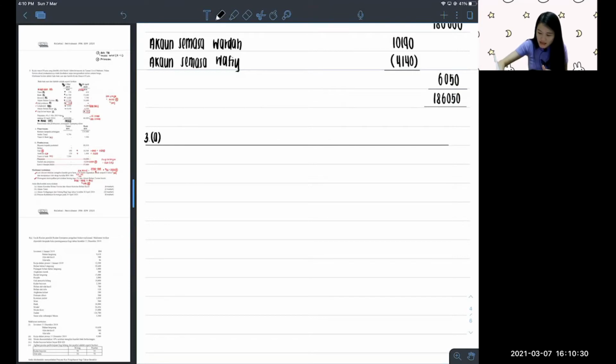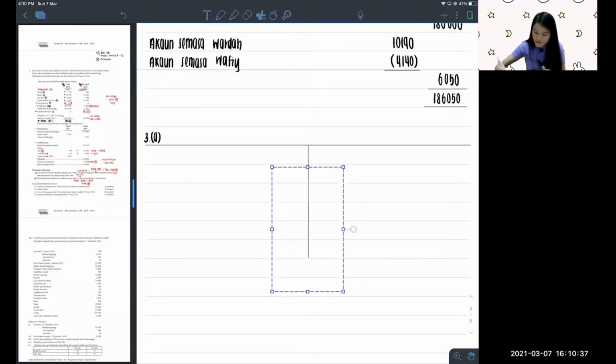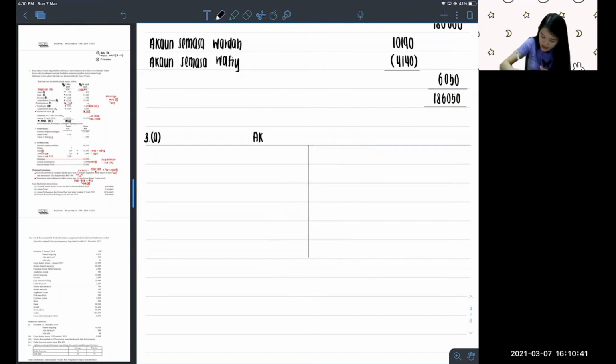So it's going to be again in T shape because account kawalan is a leja, yeah. You will need 6 rows for it. 6 rows. Account kawalan belum terima.